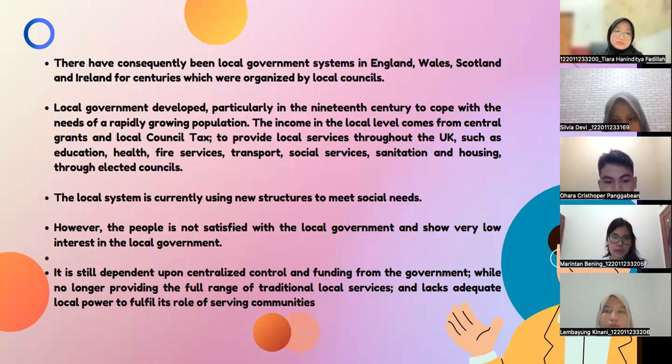So, in the UK, local government is still dependent upon centralized control and funding from the government, while no longer providing the full range of traditional local services, and it also lacks adequate local power to fulfill its role in serving the communities. And local government receives some criticism. People in the UK criticize local government because they want it to be more rigorous, competent, and independently financed, with less bureaucracy, accountable to local interests and free from central government interference and control.